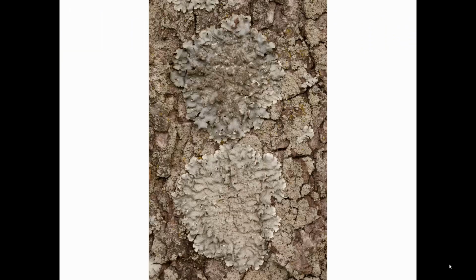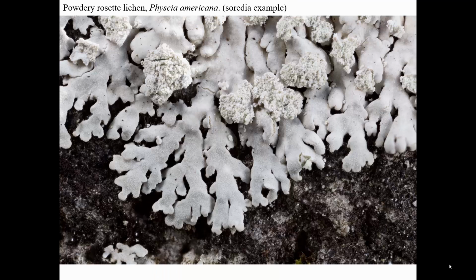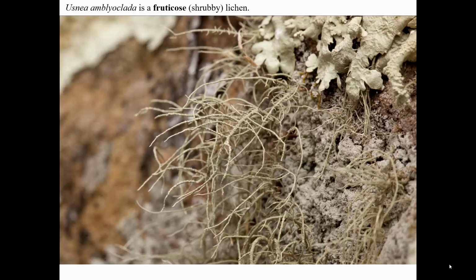Here are 2 foliose lichens. Here's another foliose lichen showing some large aggregations of soredia called soralia. This is a genus Physcia. It's a light-colored lichen that's white underneath.